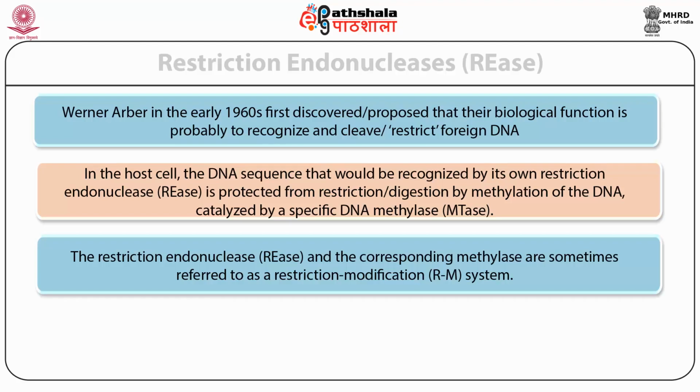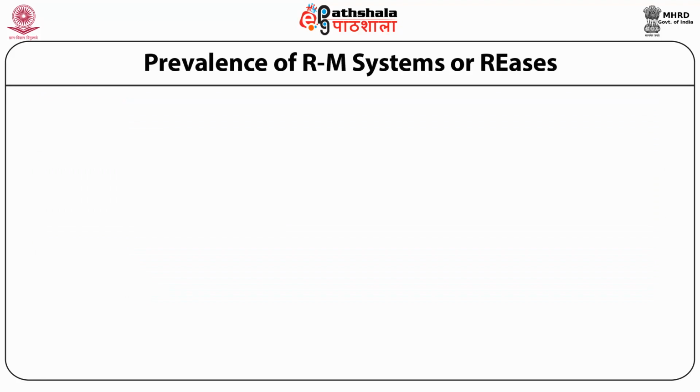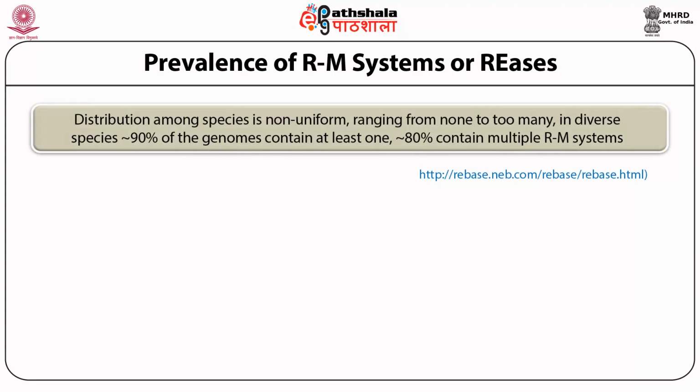species. Prevalence of RM systems or REases: restriction modification systems are quite well distributed among the species, but non-uniformly, and they may range from none to too many in different species.